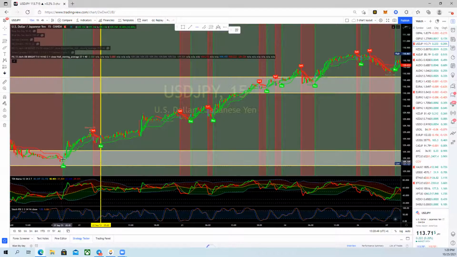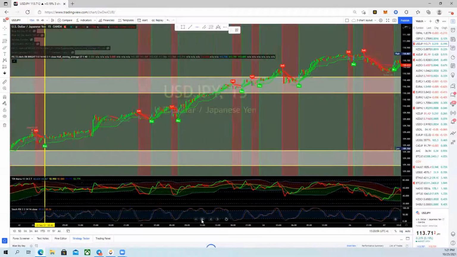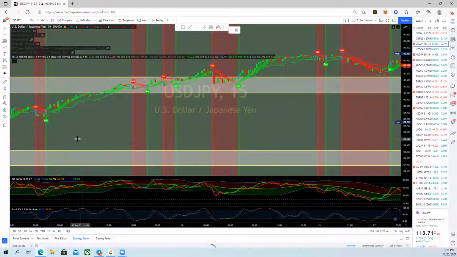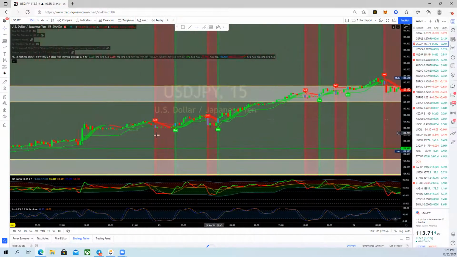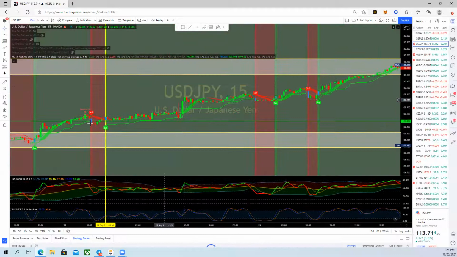You break it down to the lower time frame. You notice it's coming out of your technical support area. You get your first sell here. Let's zoom in. You got your first sell opportunity here.